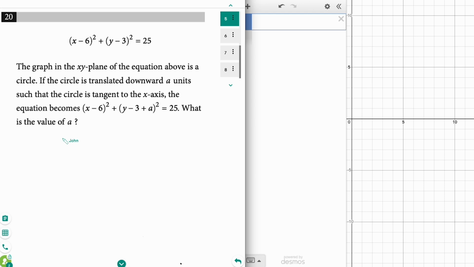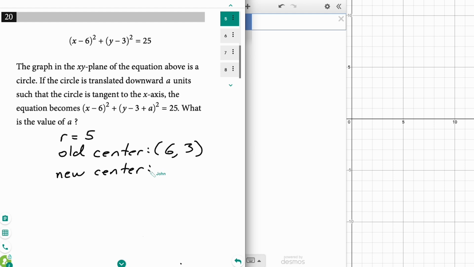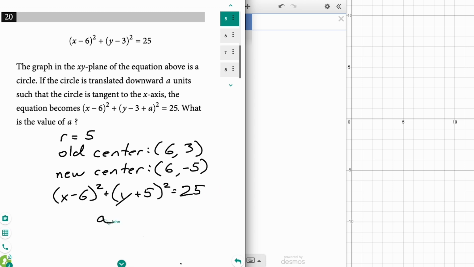We know that the radius of the original circle is 5 and the old center is 6, 3. And so we need the new center to be 5 units below the x-axis, so it must be at 6, -5. That makes the new equation x minus 6 squared plus y plus 5 squared is equal to 25. And so in order to get y plus 5 squared, we need a to equal 8.